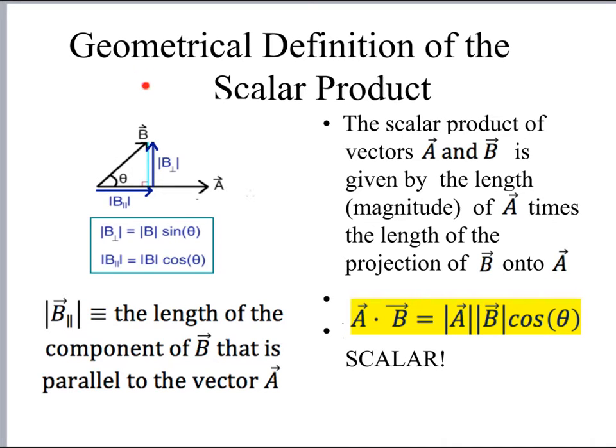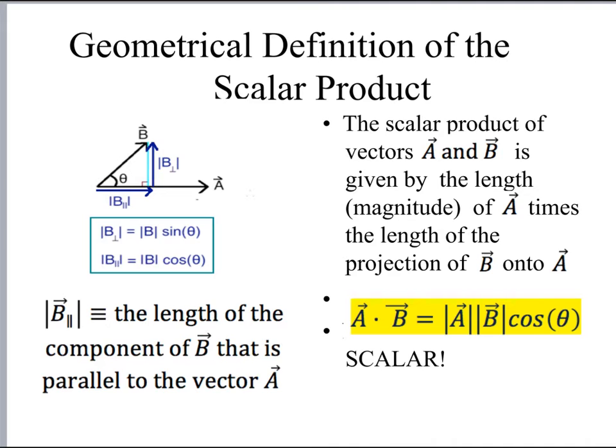If I had a spotlight up here shining straight down and this B vector were a stick, this B parallel would be like a shadow on the ground. It would be the rays of light coming straight down. This would define B parallel as the part of B that's parallel to this A vector here.